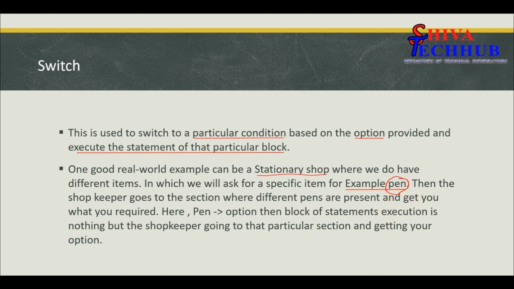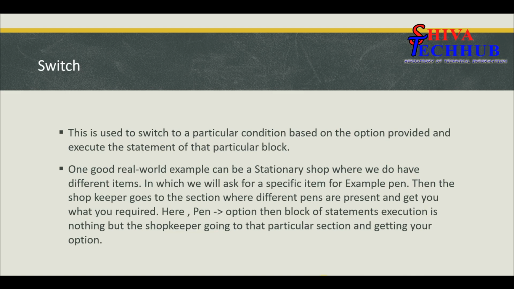Now what the shopkeeper does, once we specify the option, he will go to that particular section where different types of pens are present, then he will get you what you want. So here pen indicates the option, and the block of statements execution is nothing but the shopkeeper going to that particular section and getting you the option you have specified. This is how we need to understand the switch statement along with an example.